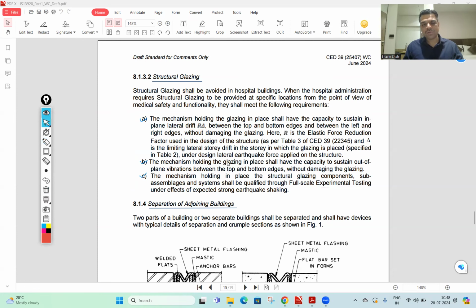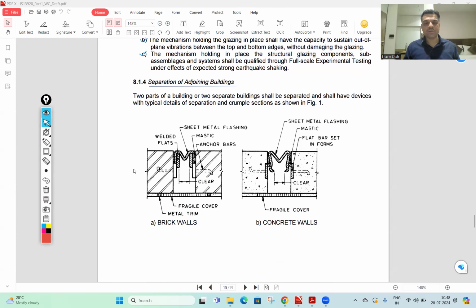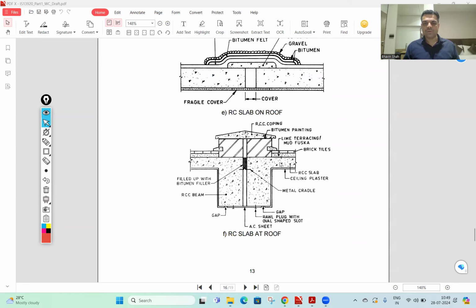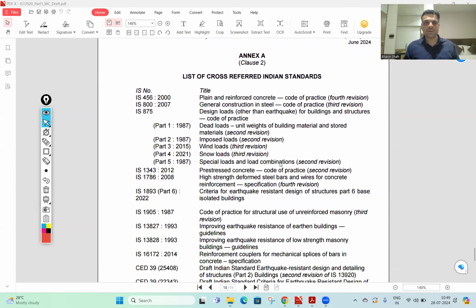And in the last part of this document, it is suggesting the separation of adjoining buildings. A few details are given for the separation, wherein, for concrete walls, we can see here there is a sheet metal flashing added on the top. And here we can see this is the metal flashing. Likewise, a few details are given here for the adjoining buildings. So this is about part one of the document.